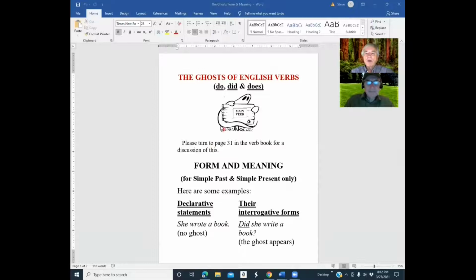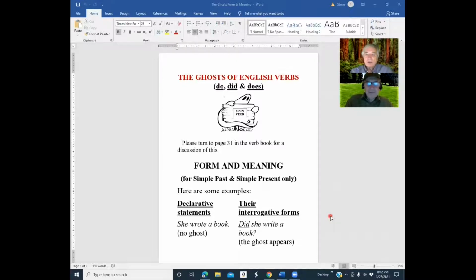So here we are. There are three little words: do, did, and does. And it's like, oh, come on, what's the big deal? They're just little simple words. How can they be ghosts? Well, in ways that are almost impossible to explain, they appear sometimes and then they disappear. And so why are they so important?